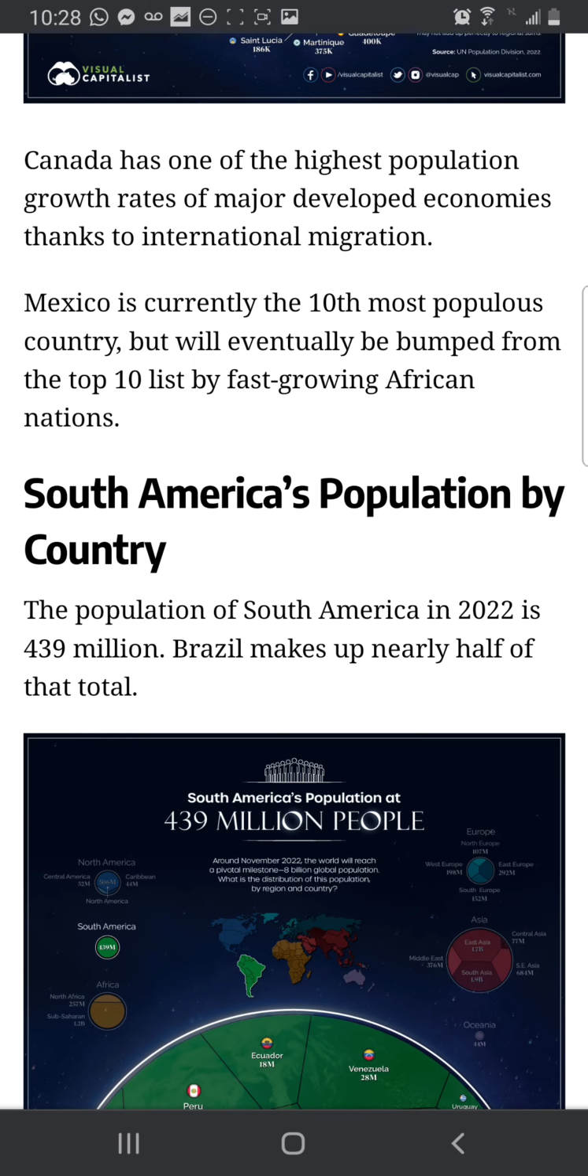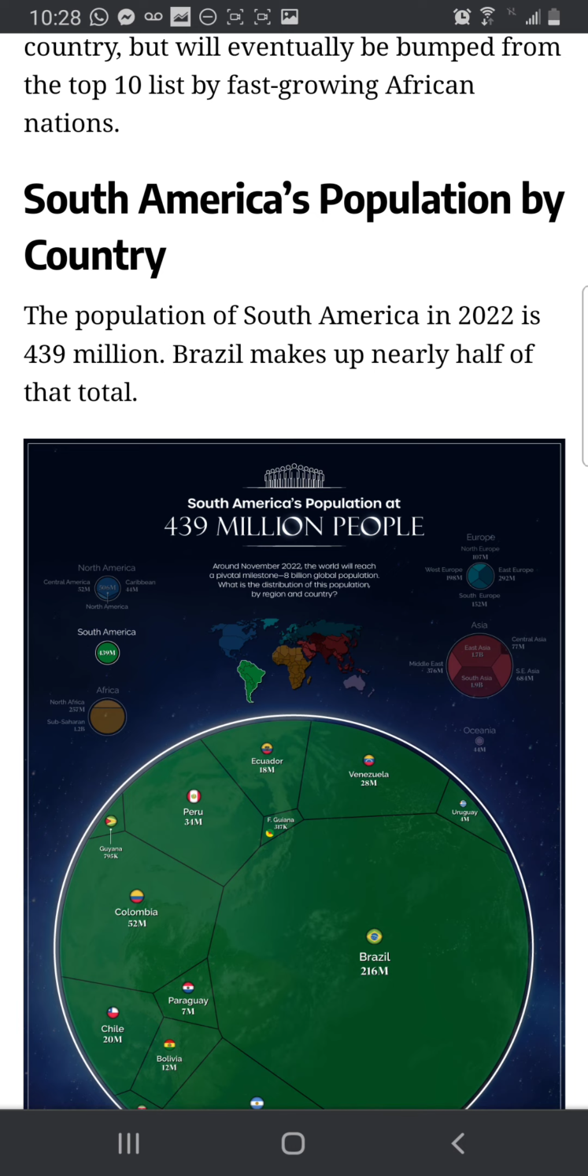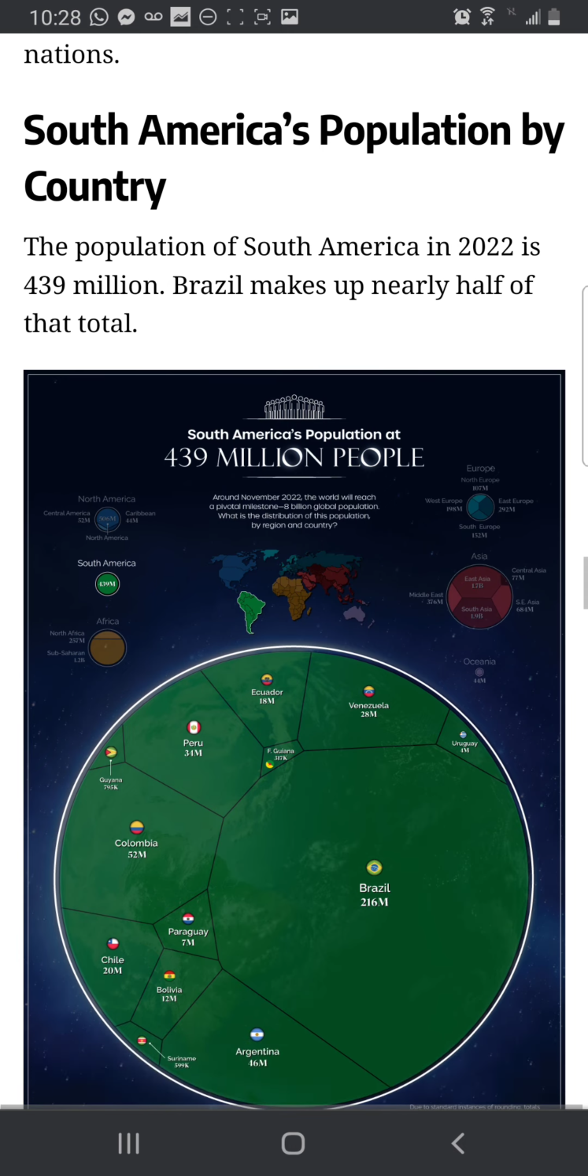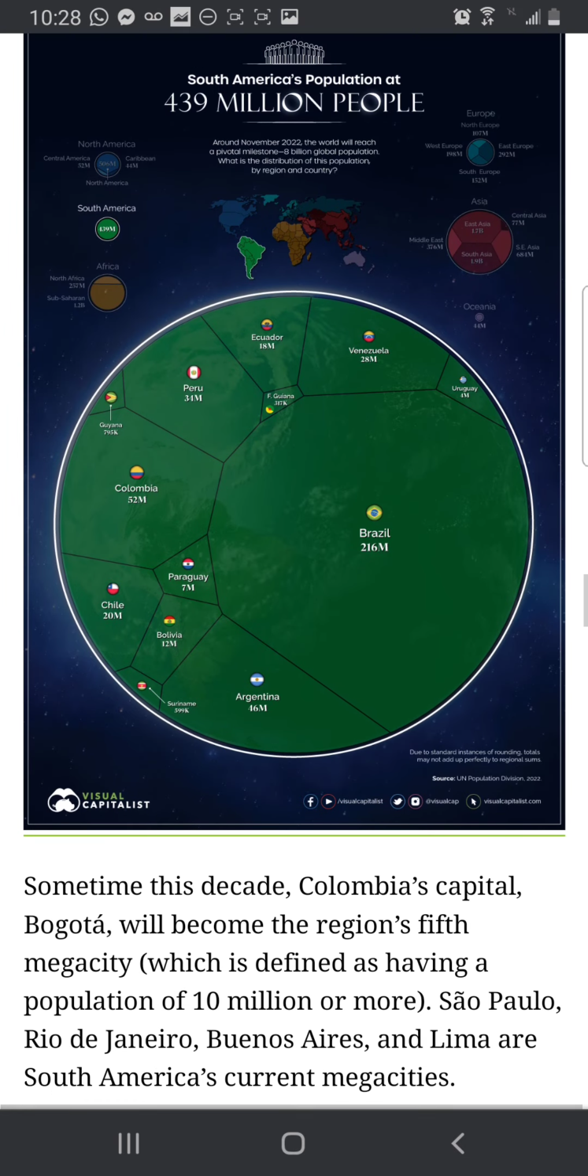Mexico is currently the 10th most populous country, but will eventually be bumped from the 10th list by fast-growing African nations. South America's population by country. The population of South America in 2022 is 439 million. Brazil makes up nearly half of that total. So let's dive in.